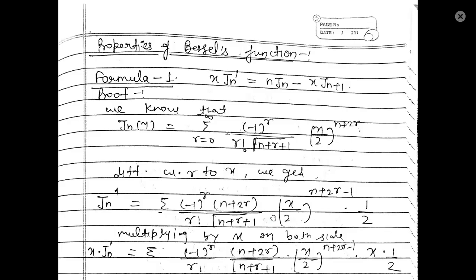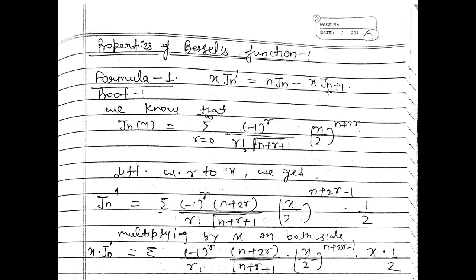Right, now properties of Bessel's function. So this is also important. It can be asked maybe as a 7.5 marks question. So just prepare all these properties. First property is x Jn derivative is equal to n Jn minus x Jn plus 1. So you have to learn all these formulas, because by using formula 1 and formula 2, you can solve formula 3, 4, 5, right?